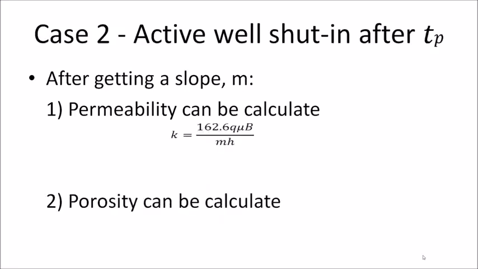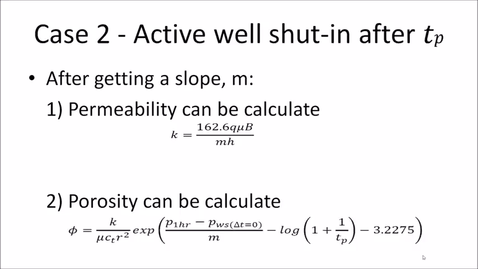For calculating permeability, we can use this formula. Permeability equal to 162.6 multiplied to flow rate, multiplied to viscosity, multiplied to formation volume factor, and then divided by slope, multiplied to height. For porosity, we can use this formula, where P at 1 hour is obtained from the semi-log straight line at delta T equal to 1 hour. After this, I will pass to the next presenter, Anis.